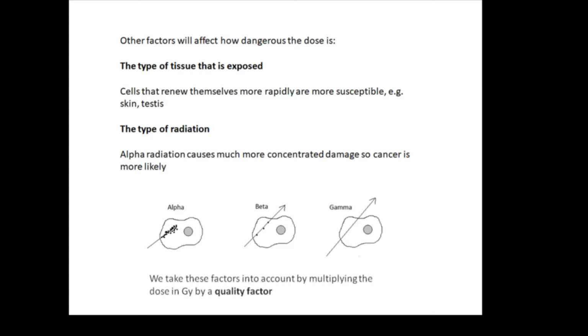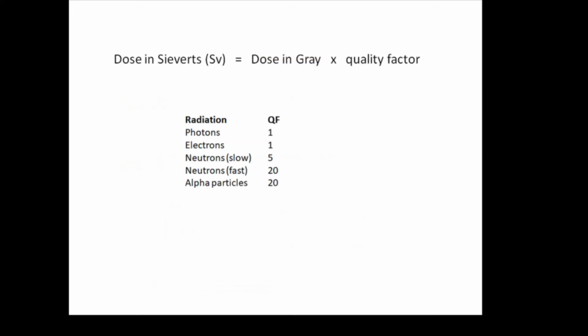Okay, and we take these factors into account by multiplying the dose in Gray by something called a quality factor. Here are some quality factors, and you'll see that the alpha particles and fast neutrons are the most dangerous, whereas photons, such as a gamma photon, and beta particles are much less dangerous.